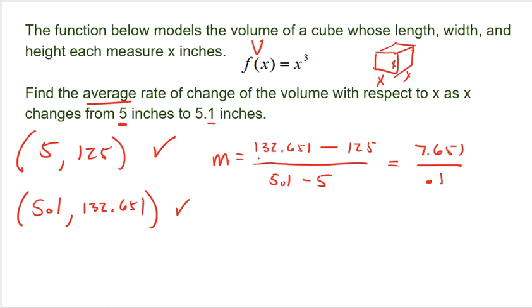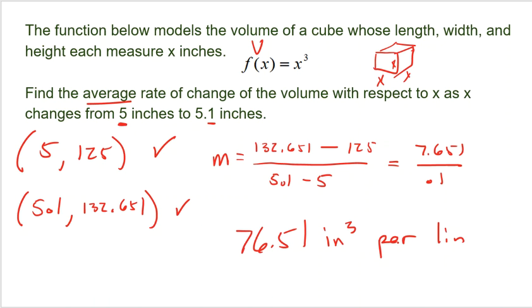The numerator is how the volume changed. The denominator is how the dimensions changed. So now if I simply divide by 0.1, I get 76.51. So that is cubic inches per 1 inch. So every time the cube gets 1 inch bigger in dimension, its volume changes by 76.51 cubic inches, right?